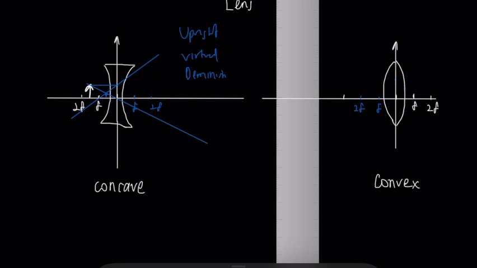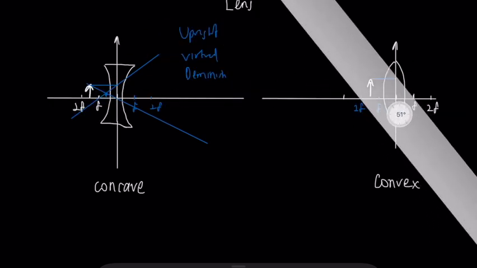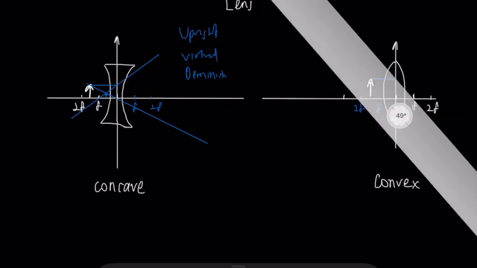Moving on to the third position. Right between, oops, should have used the white pen. Okay, right between the focal length and the center 2F. Same thing. To here, goes here.